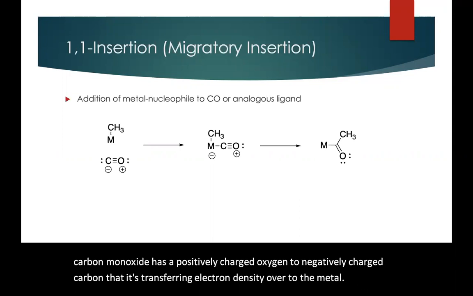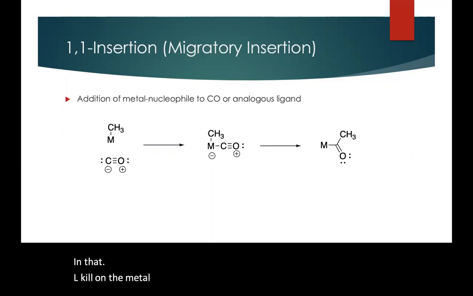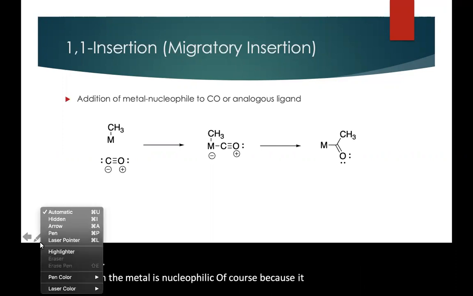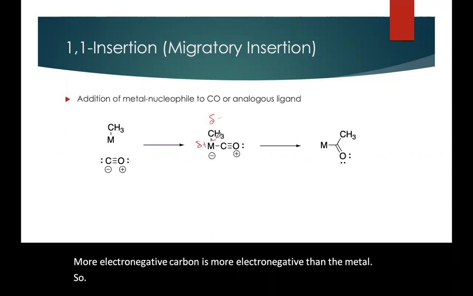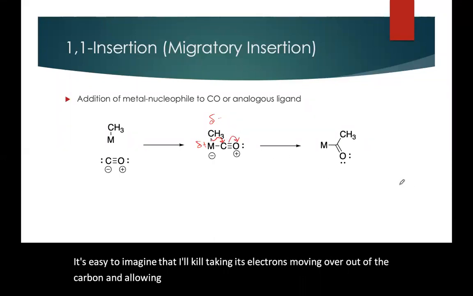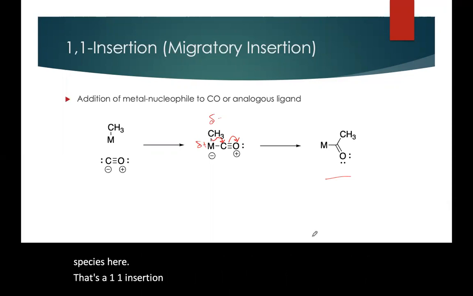And that alkyl on the metal is nucleophilic, of course, because the carbon is more electronegative than the metal. So it's easy to imagine that alkyl taking its electrons, moving over onto the carbon, and allowing oxygen to have its lone pair back again to get this acyl species here. That's a 1,1 insertion where the nucleophile has moved on to the first atom in the carbon monoxide ligand.